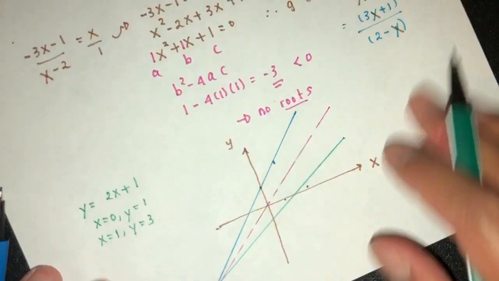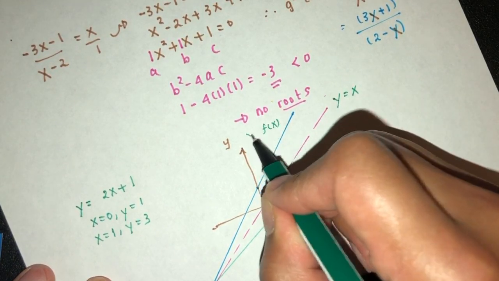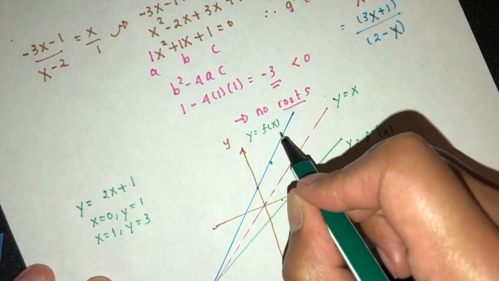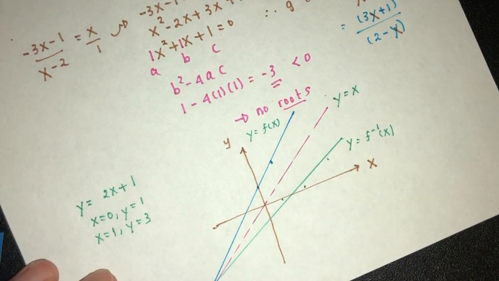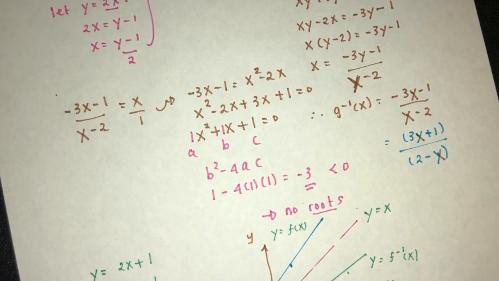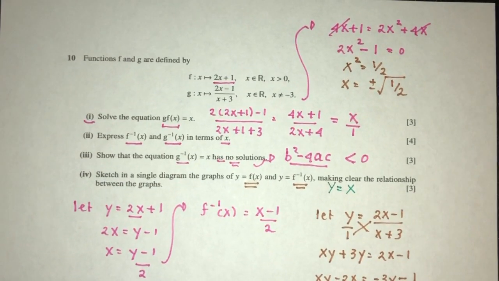As you can see, label this as y equal to x, and this one will be f of x, and this one will be f inverse of x. So this is 1 point, and this is also your point, 3 points, by showing these three things. Okay, again, this is the relationship between those two lines. And that will be your question in relation to functions.